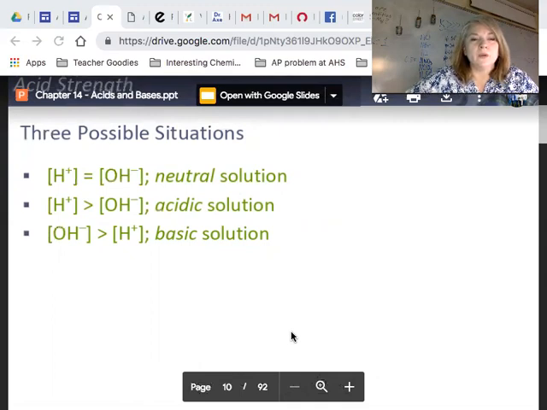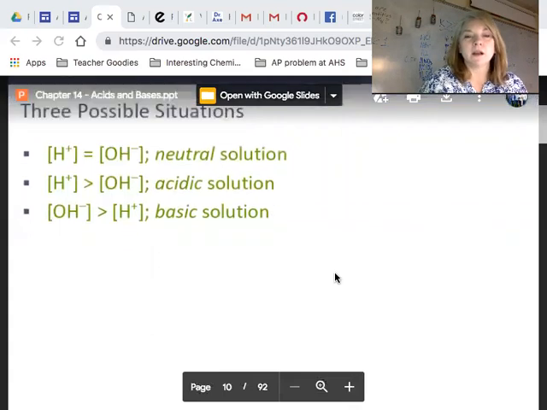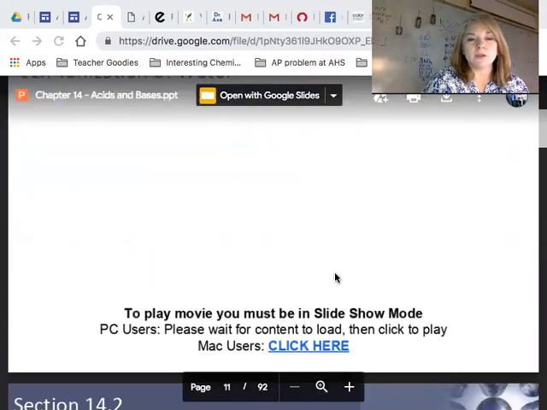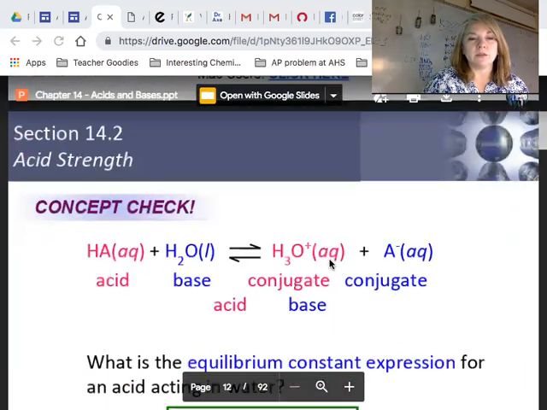Okay, so what makes an acid solution? Let's just review real quick. What do you have to have more of to have an acid solution? You have more of the acid part, right, which is the H plus. And to have a basic solution, you have to have more of the base part, which is the OH minus. If they're equal, it's neutral. I'm not sure I can play this video, so let's move on through.